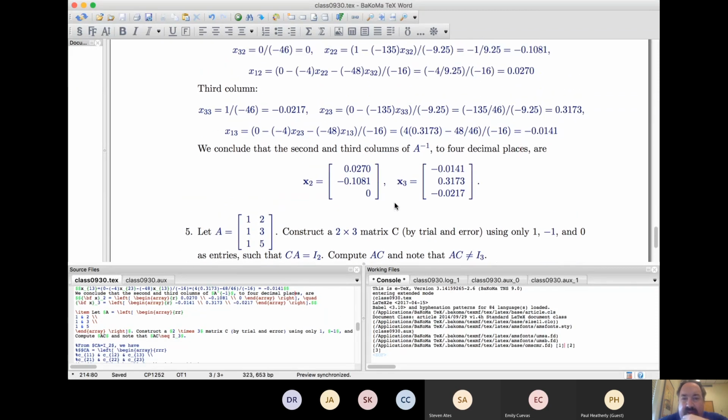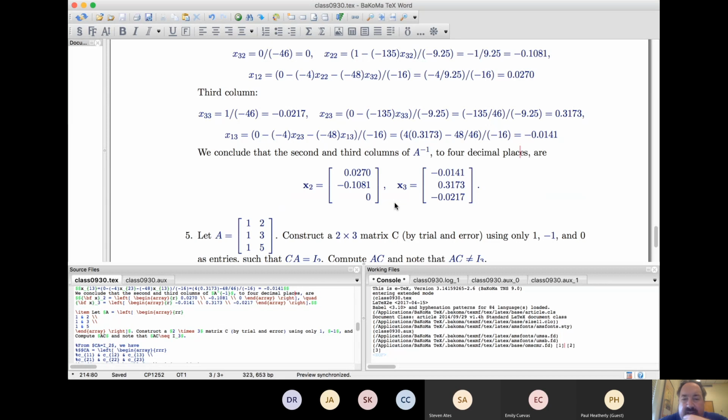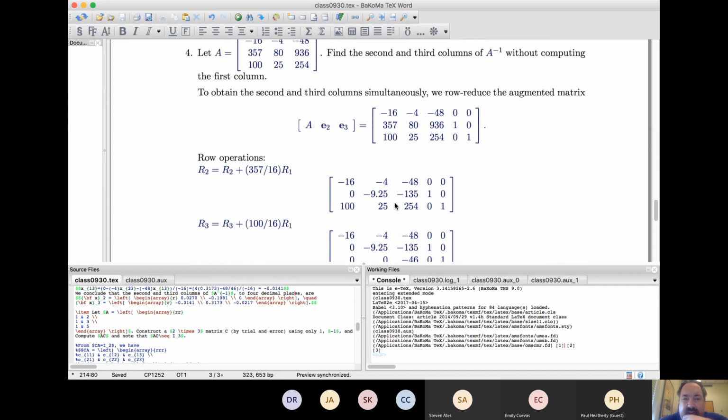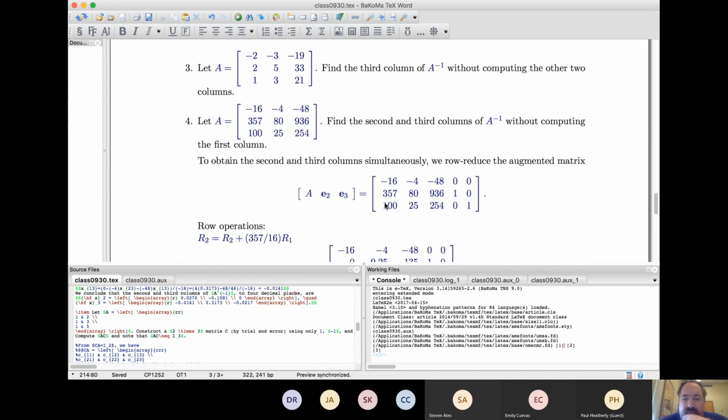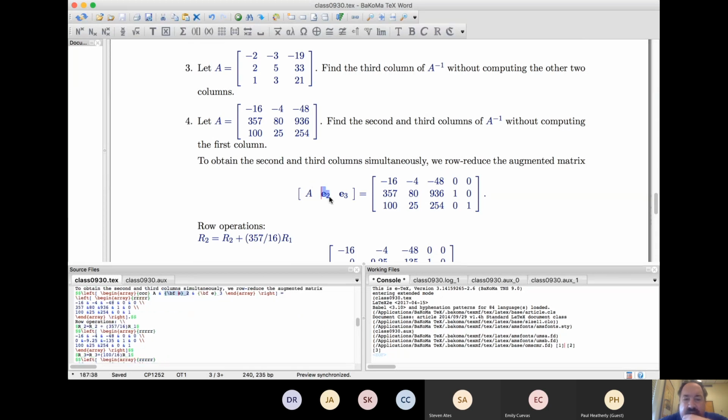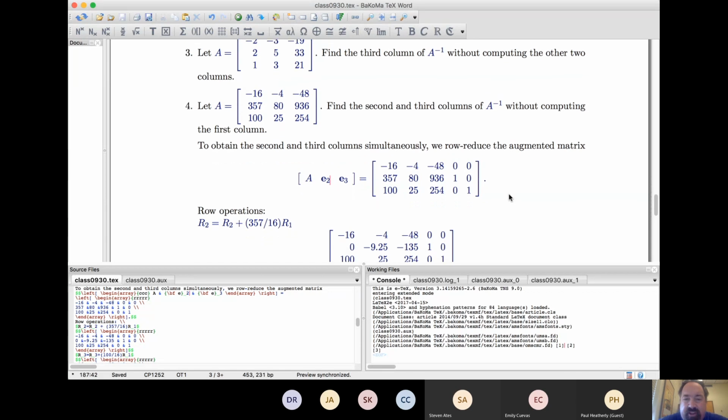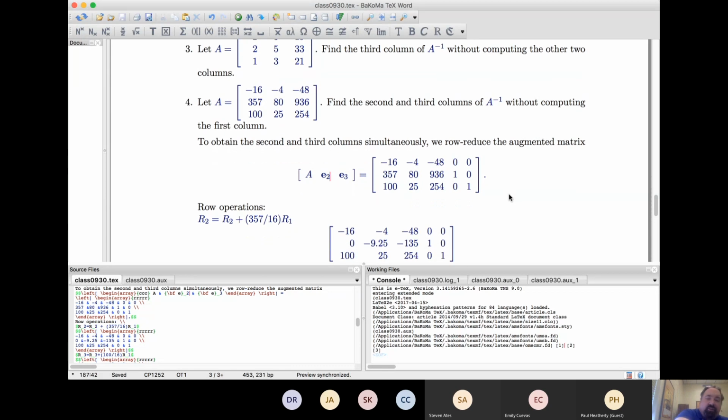All right. So when you're trying to find individual columns of the inverse, really what you're doing is you're solving a system of equations like you have before, with the matrix A, and the right-hand side always is the appropriate column of the identity matrix. And once you have that set up, you can proceed exactly as you've been doing in previous sections for solving AX equals B.